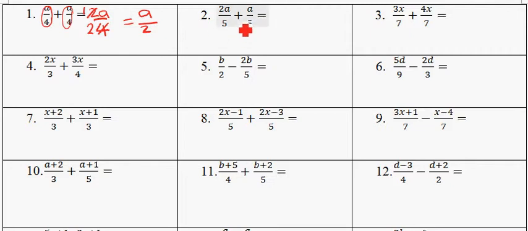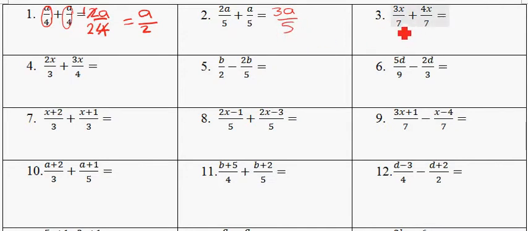Number 2, I'm adding. I see the denominator is the same, so we'll continue with fifths, and adding across the top, 2 apples plus 1 apple is 3 apples, and just check whether you can simplify before moving on.